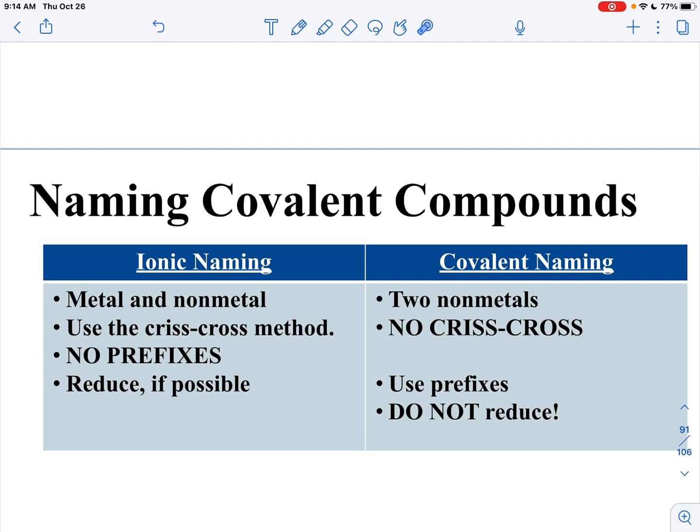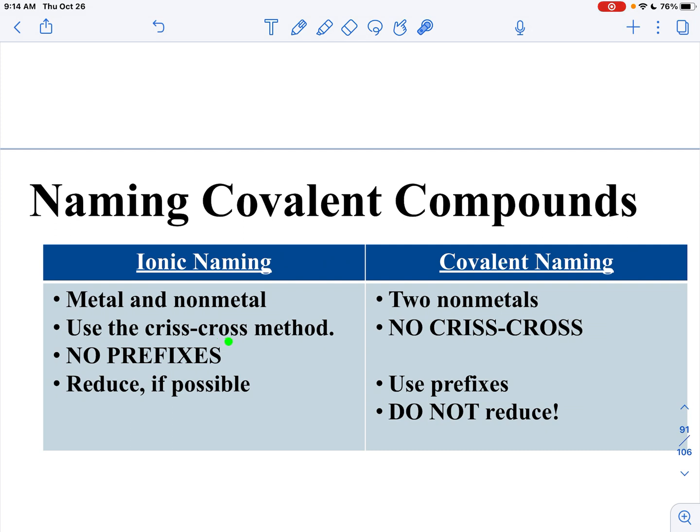So here I made a little chart for you. Ionic, remember, is a metal and a nonmetal. So that's the first thing you need to look for. Are we naming something that's ionic? Or is it two or more nonmetals and we're naming something that is covalent? We're going to stick to binary covalent, by the way, so just two nonmetals.